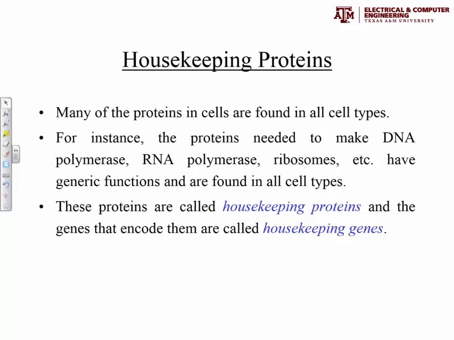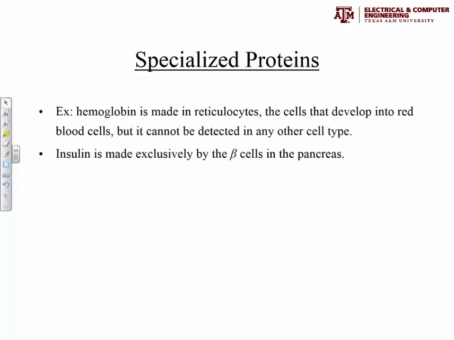At the same time, different cells will need different specialized proteins. For example, hemoglobin in the blood is made only in reticulocytes. These are the cells which develop into red blood cells, because those are the only cells in the body that need to produce hemoglobin. Hemoglobin has no function in your liver cells, in your skin cells and so on. Only the red blood cells have to make it. So the gene corresponding to hemoglobin should be turned on, producing messenger RNA, only in the red blood cells. Similarly, the beta cells in the pancreas are the only cells in the body that need to produce insulin. So the gene corresponding to insulin should be turned on only in those.